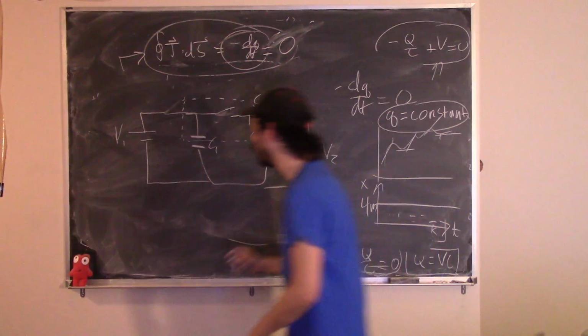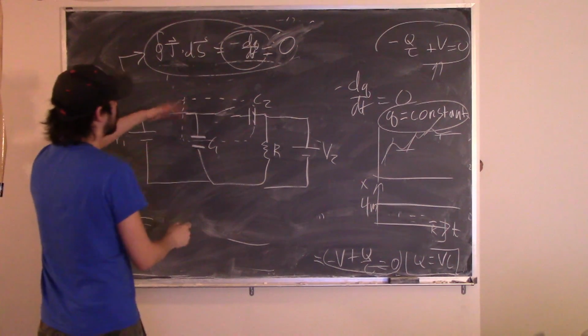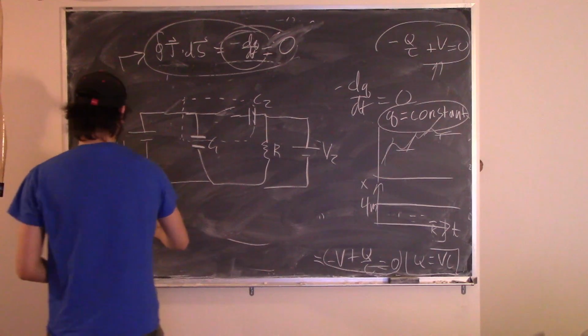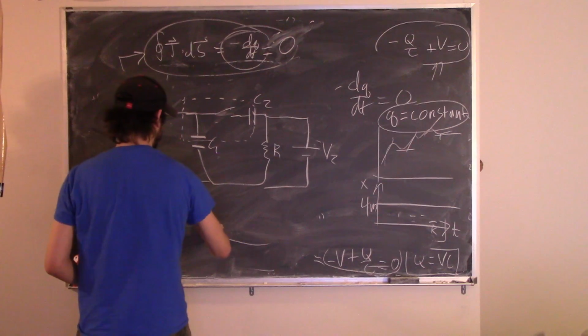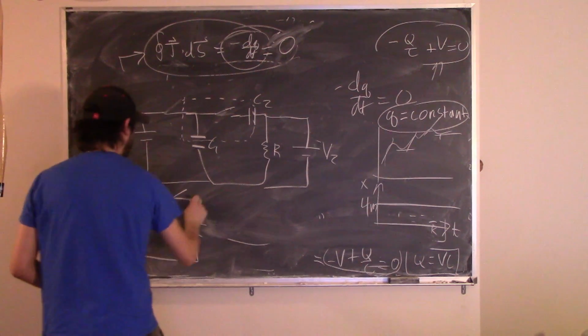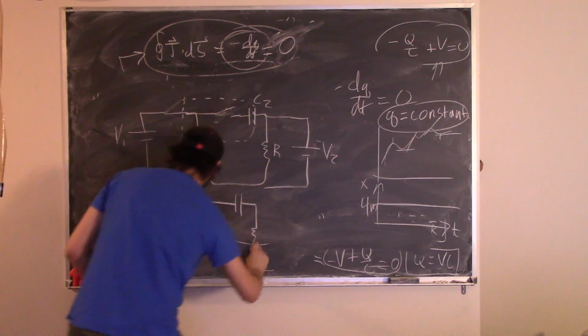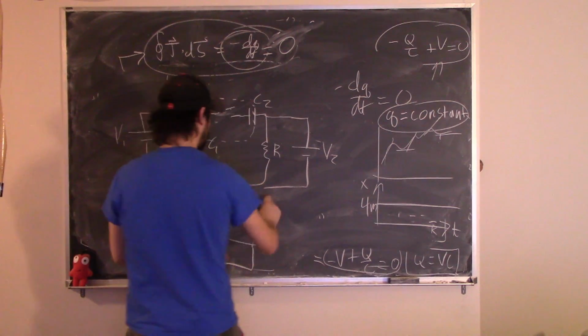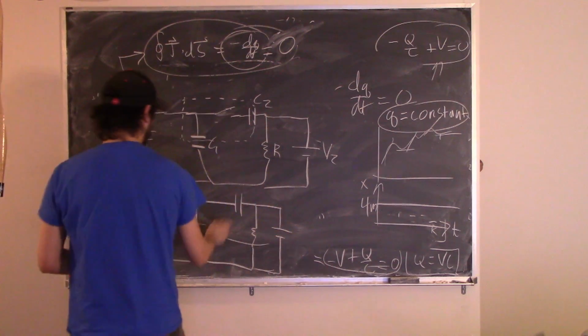And that's true whether I have the first case where I have this switch closed and this switch open, or I have the second case where this switch is open and this switch is closed. Q inside the box is just a constant.